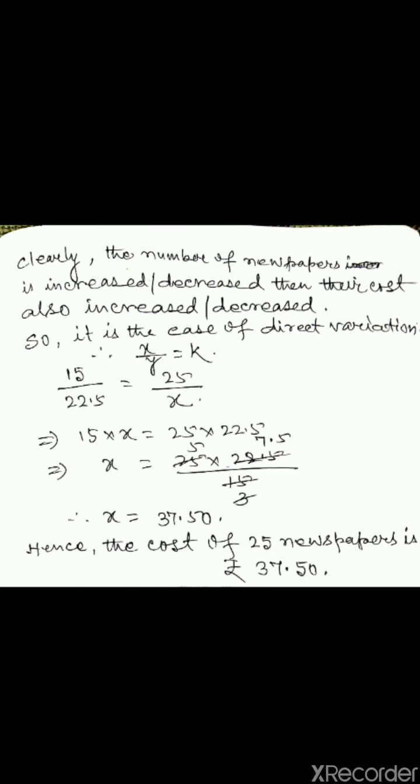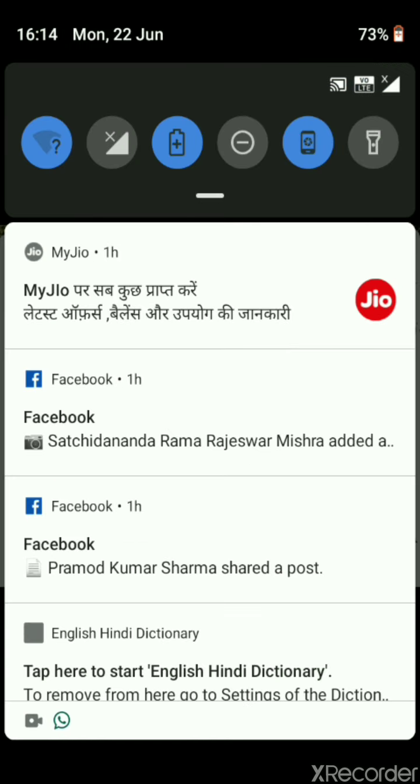5 threes are 15, 5 fives are 25. Again 22.5 divided by 3, you will get 7.5. Therefore x equals 5 multiplied by 7.5, you will get 37.50. Hence the cost of 25 newspapers is Rs 37.50.